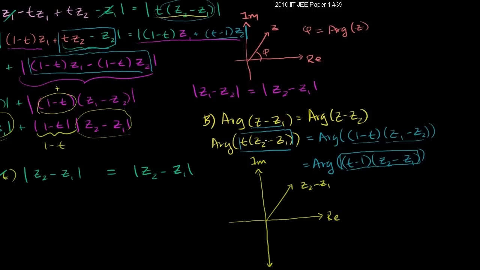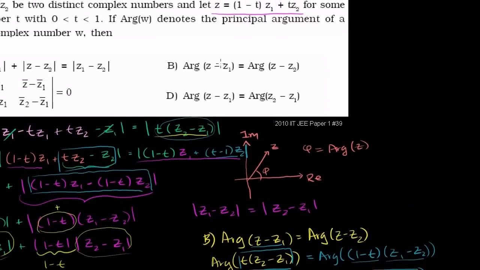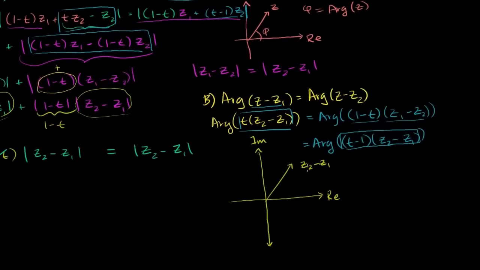Now, what would t times (z2 minus z1) look like? So t, we learned, is between 0 and 1. So it's going to be a scaled down version of z2 minus z1. So this right here, who knows what it is? This right here would be t times (z2 minus z1).